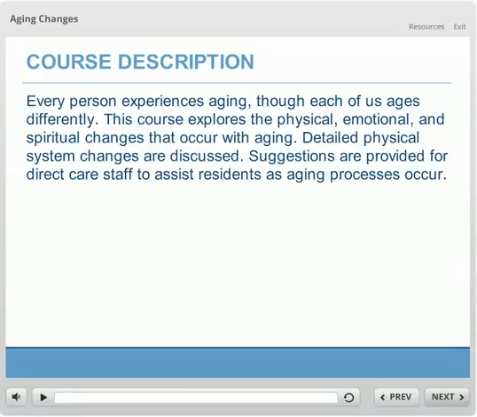Course description. Every person experiences aging, though each of us ages differently. This course explores the physical, emotional, and spiritual changes that occur with aging. Detailed physical symptom changes are discussed. Suggestions are provided for direct care staff to assist residents as aging processes occur.